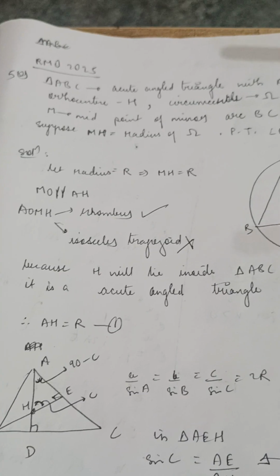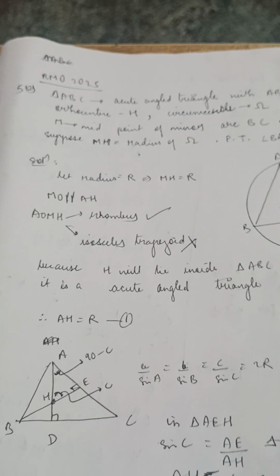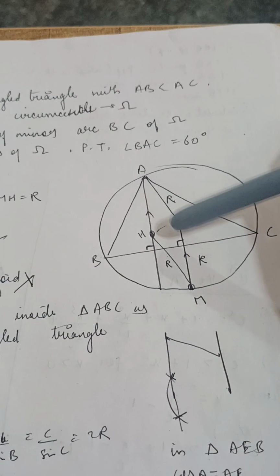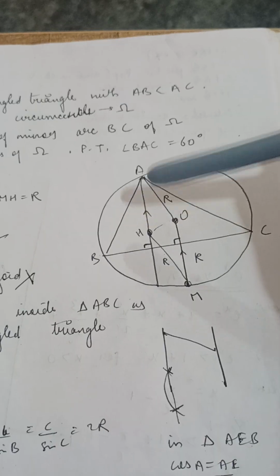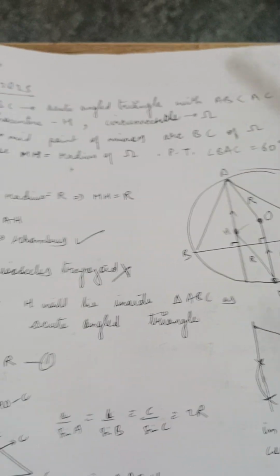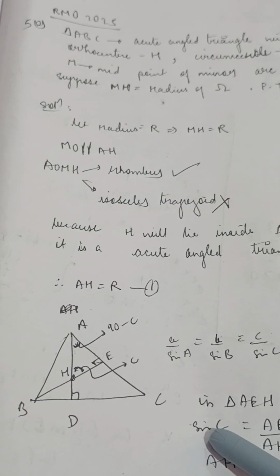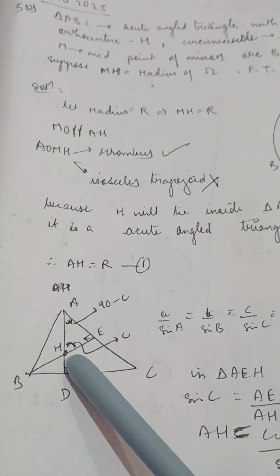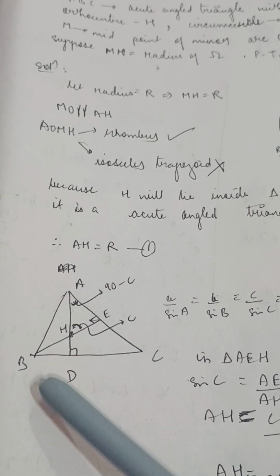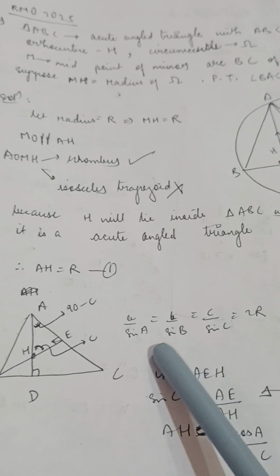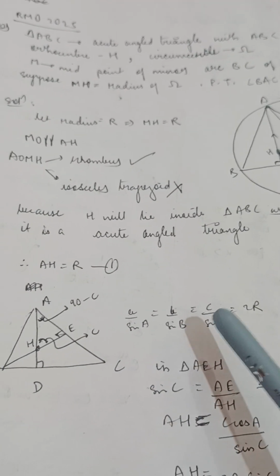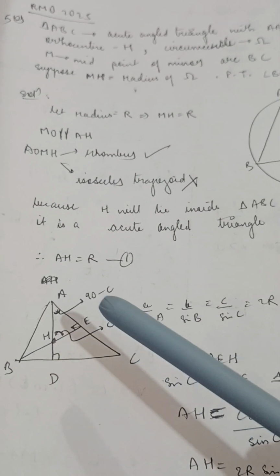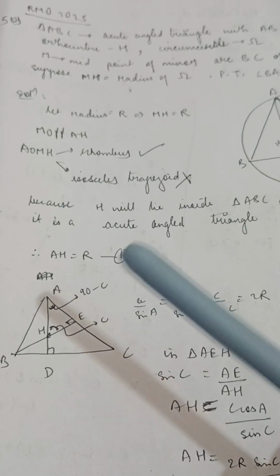Now in the triangle ABC, here I proved that AH is equal to R by parallelogram, using the rhombus property that all sides are equal, AH will be equal to R. So now if you see in triangle ABC, let's say H is the orthocenter of triangle ABC and draw two perpendiculars AD and BE. I will use the sine rule: a by sine A is equal to b by sine B is equal to c by sine C equals 2R.